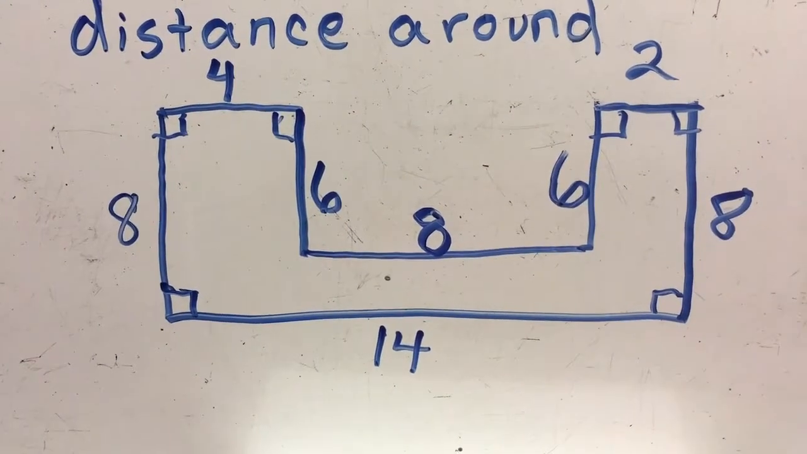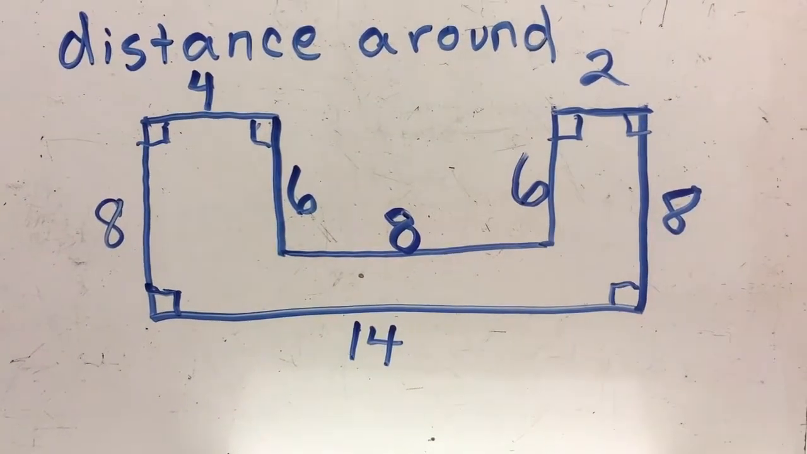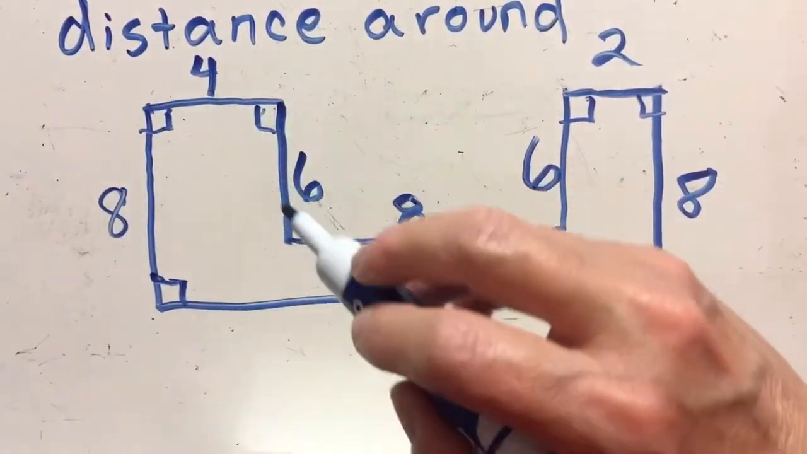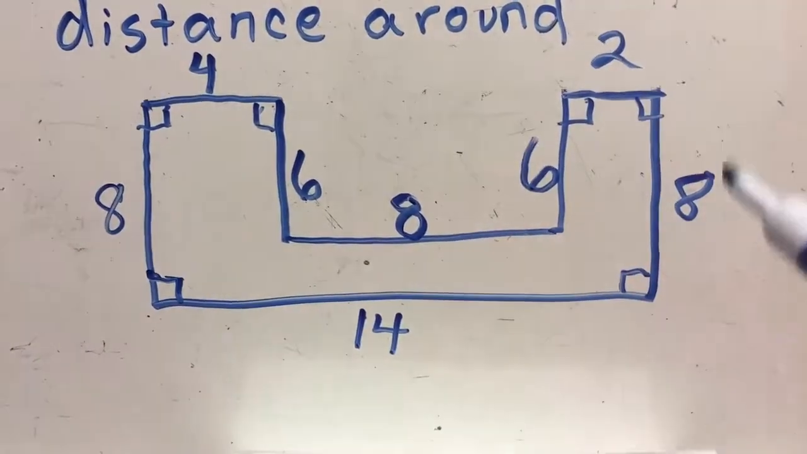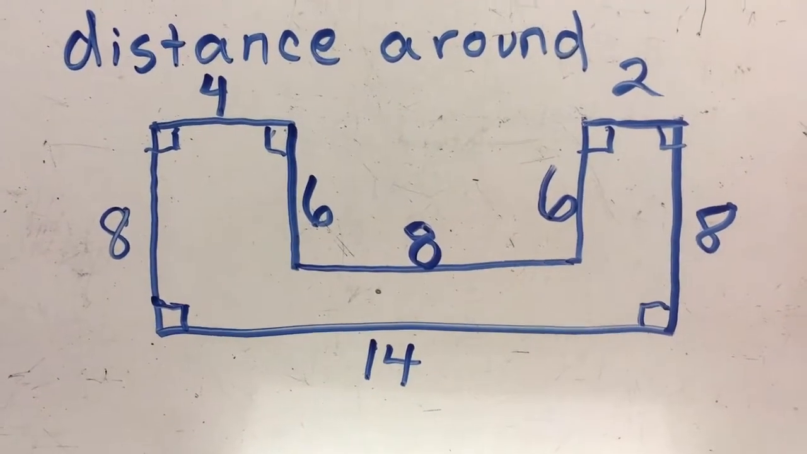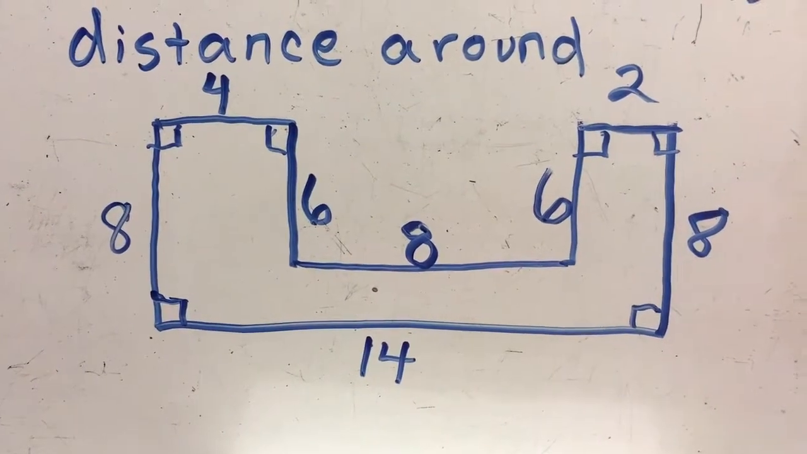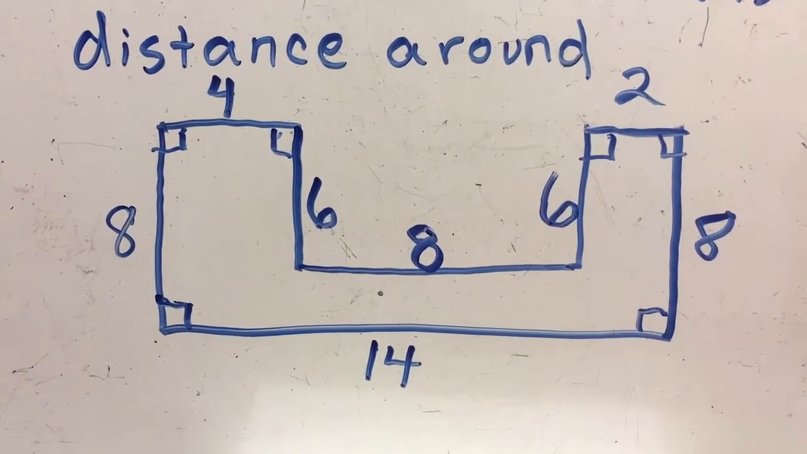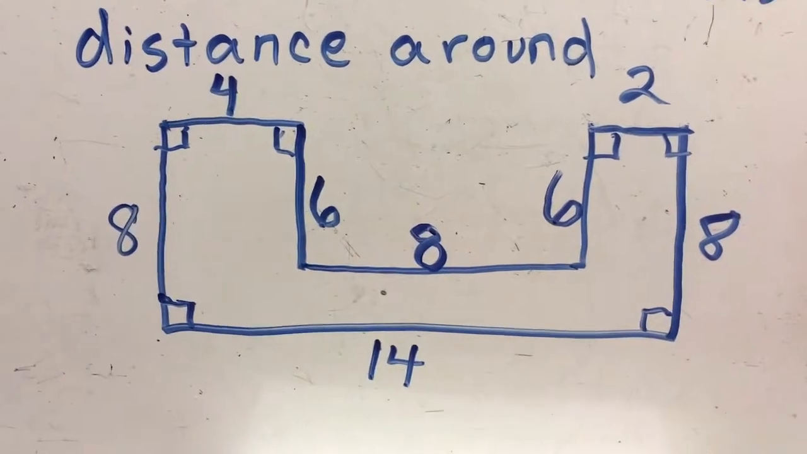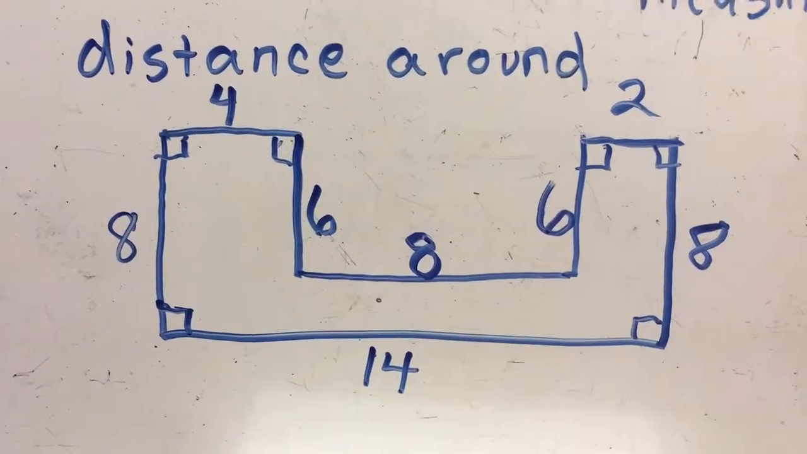Now that we've figured that, can we add up all of the sides since we have all the sides represented? So when we add 8 plus 4 plus 6 plus 8 plus 6 plus 2 plus 8 plus 14, we get 56 feet. And that is in your book. They added them all up for you to get 56 feet. Okay, so let's come back with one more practice, and then I will set you loose on your homework.